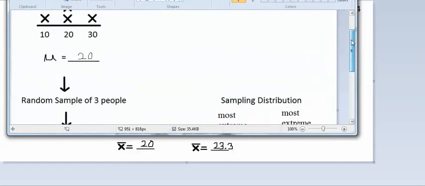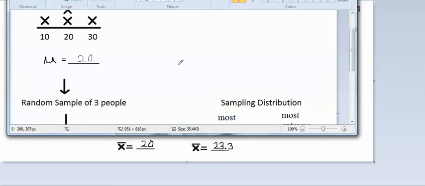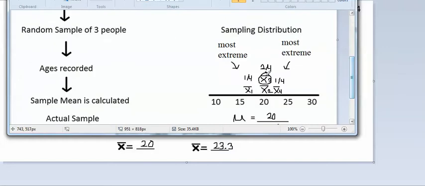When a sample of 3 people is randomly selected from this population, there is a 1/4 probability that the sample mean will turn out to be 16.7 because one of the 4 samples has that sample mean. There's a 2/4 probability that the sample mean will turn out to be 20 because 2 of the 4 samples have a sample mean of 20. And there's a 1/4 chance that the sample mean will come out to 23.3.